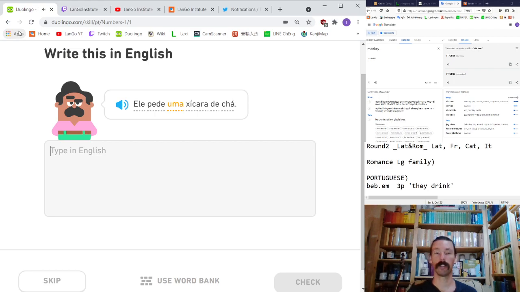Ele pede uma xícara de chá. Xícara was a cup. Ele pede, not pede. Pede uma xícara de chá. Ele, I always think it's female, but it means he. Pede orders, and in Latin petit, that T became silent. Uma, say a, xícara, cup, or glass, de chá, of tea.